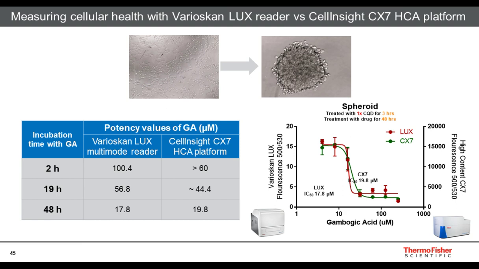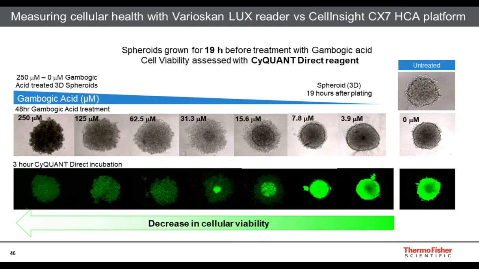So here I have a summary of the IC50 values obtained using CyQUANT Direct as a cell viability assay on drug-treated monolayer or spheroid models. As I mentioned earlier, similar results and similar IC50 values are obtained on either the VarioScan Lux microplate reader or on the high-content CX7 HCA platform. So why use a time-consuming complex system like the HCA when you can use a simplified workflow on the VarioScan Lux microplate reader?